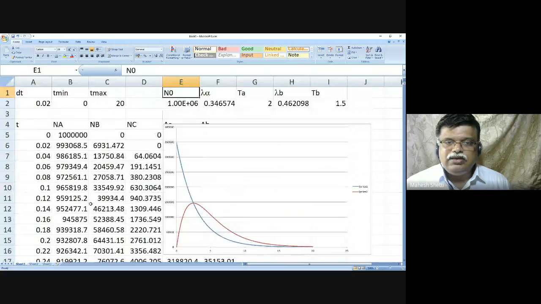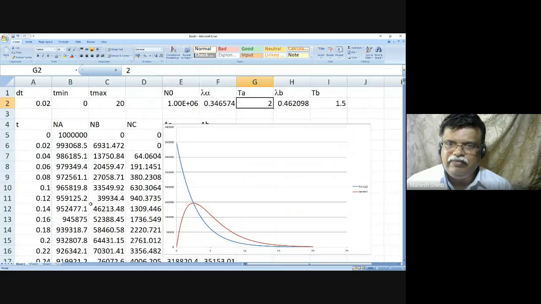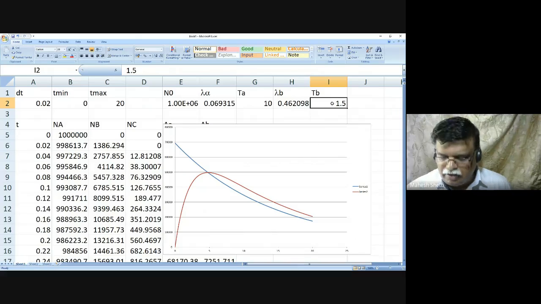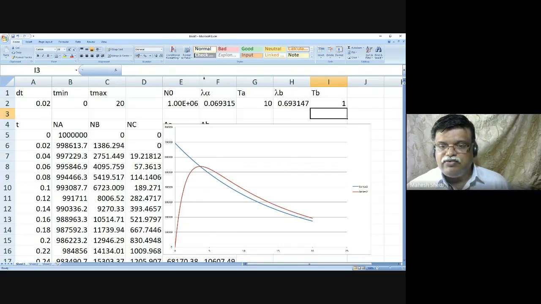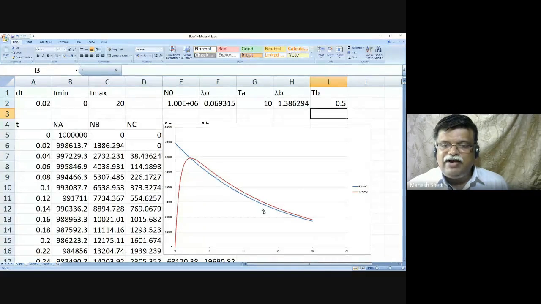Let us take a case where A is really long living and B is very short living. Then you talk about what is called the secular equilibrium. So here you see both are quite close to each other. Let me take B has one half-life. So both effectively become very close to each other. And what does that say? That says that when the difference is very large, both activities are almost the same.